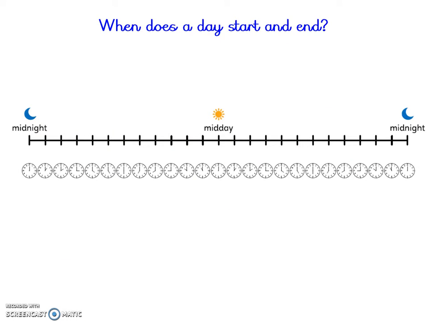So question 1A was asking, when does a day start and end? And the answer to this is, the day begins at 12 o'clock at night. This is called midnight. The middle of the day is 12 o'clock midday, or noon, and the end of the day is the next midnight, and this is when the new day begins.